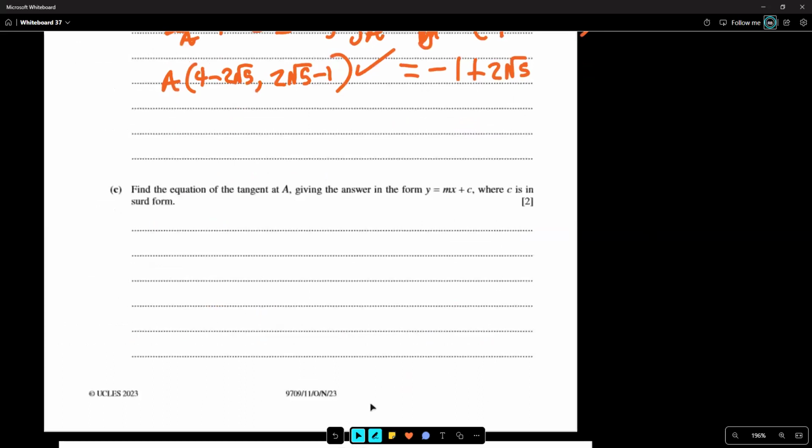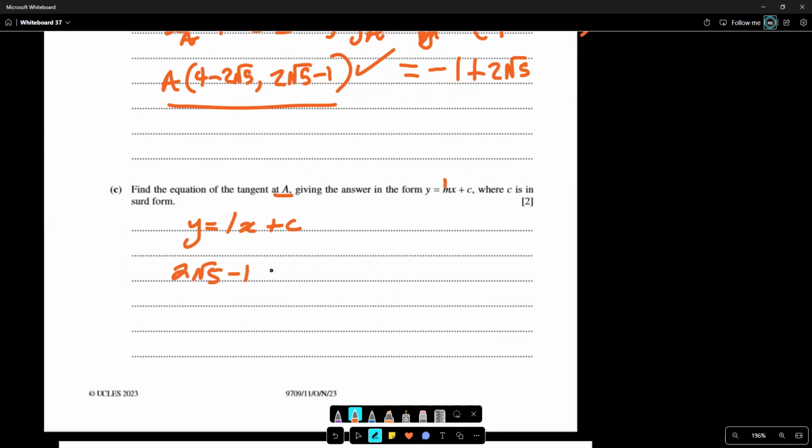Okay, so they say find the equation of the tangent at A. So at A, remember, we have a point, which is this, and then we know that the gradient is 1, right? It told us that the gradient at A is 1. So y equals 1x plus c. Then you can substitute that. The y value is 2 root 5 minus 1 equals, here is just x basically, 4 minus 2 root 5 plus c.